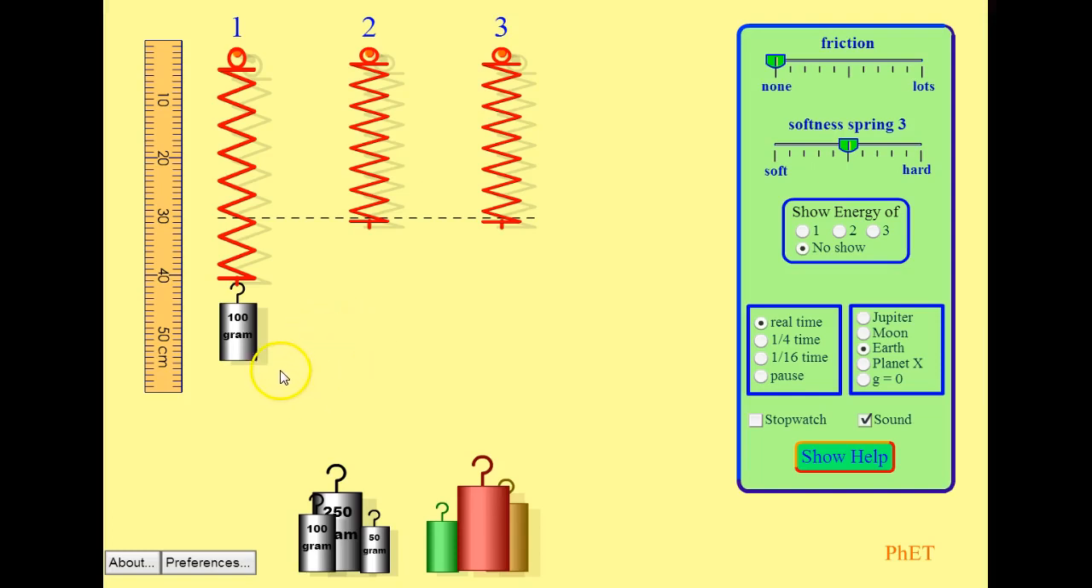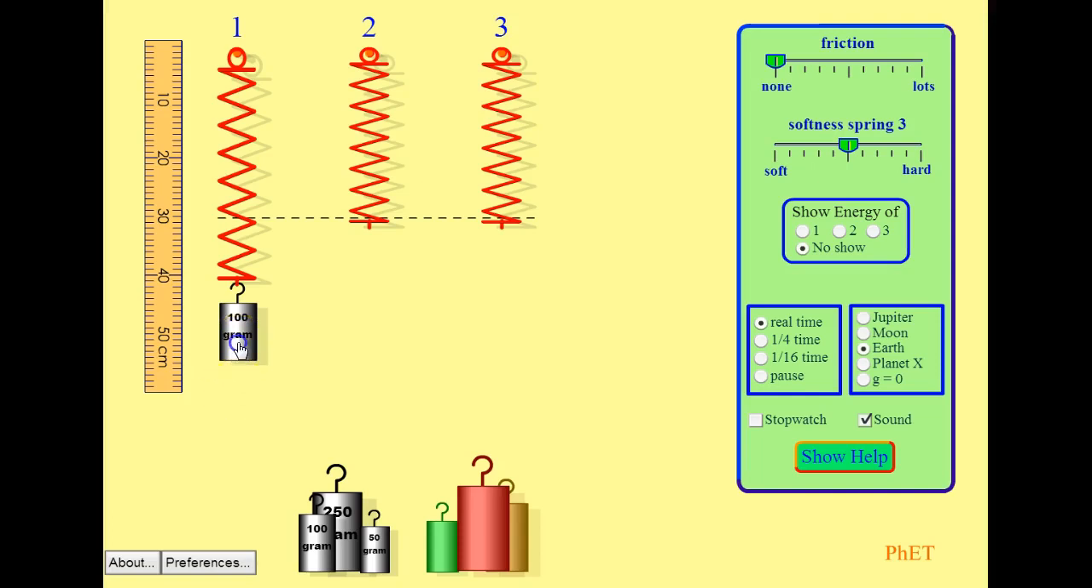I took a 100-gram mass and I hung it from the spring and got it to stay at rest. And you can see that at rest, it's at about the 40 centimeter mark. This is key because this will become the equilibrium position during oscillation. It's the spot by which the motion will take place back and forth.